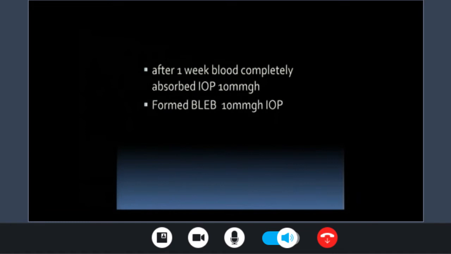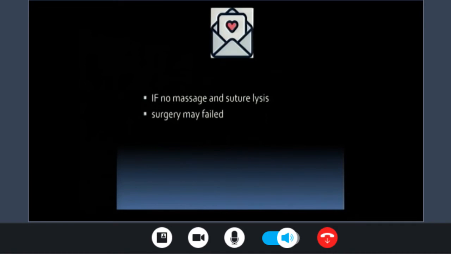And after 1 week, the blood was completely absorbed. Intraocular pressure is 10. Formed bleb with 10 millimeter mercury IOP. So if no massage and suture lysis had been done for this patient, when the pressure rose after trap, the surgery would fail. So you should take the risk. You should be in stress for 1 week to solve the problem of this patient.